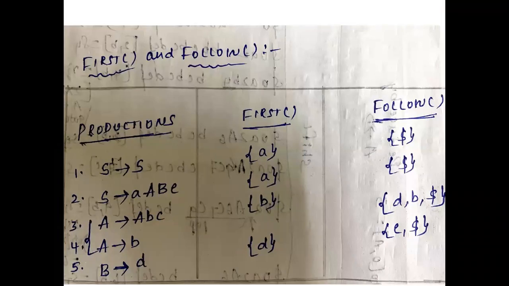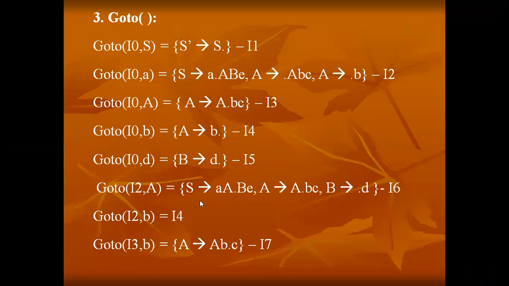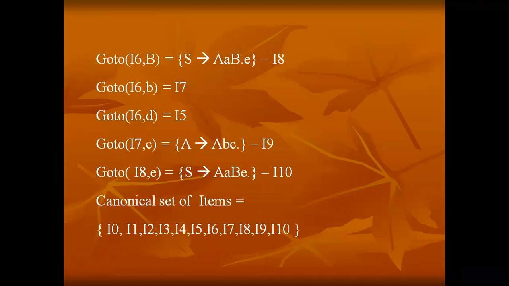See here, I2 with A is completed, and here I3. These are the terminals, where for filling the goto we are only considering the non-terminals, not the terminals. So I6 with B: B is a non-terminal. So what item are we having here?